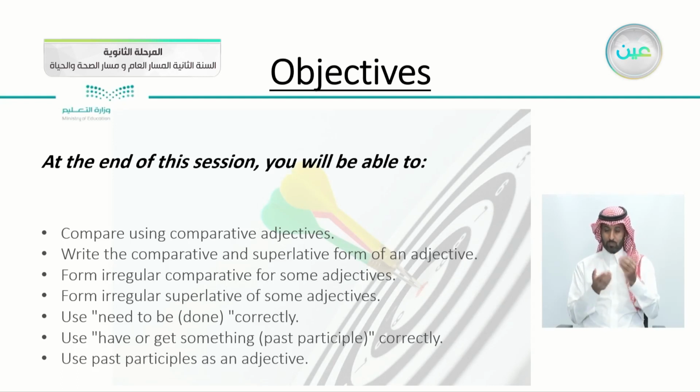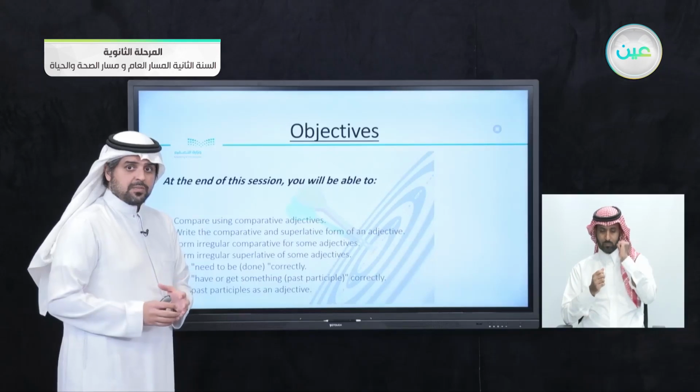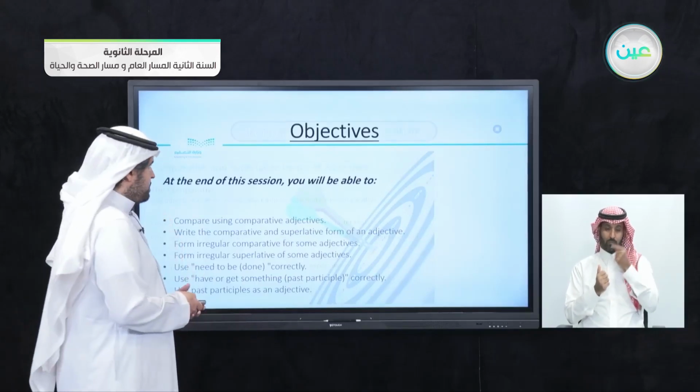Form irregular comparatives for the adjectives. Form irregular superlatives for some adjectives. Use "need to be done" correctly. And use "have or get something" plus past participle correctly. Use past participles as an adjective. So we'll be using past participles as adjectives.